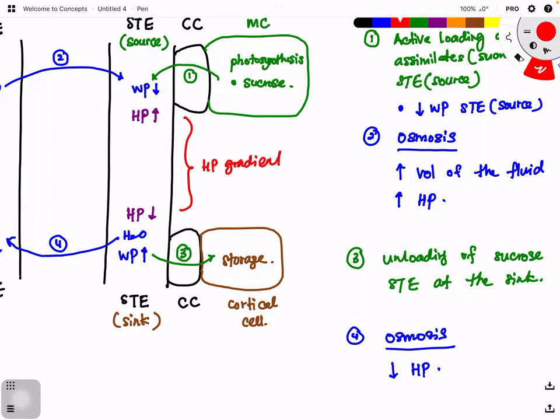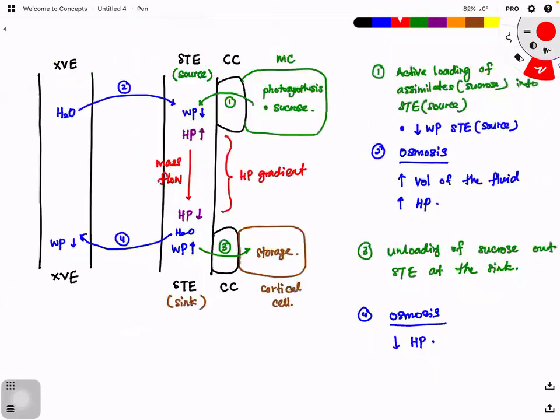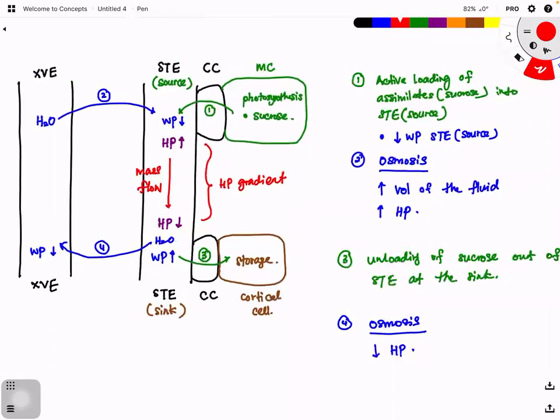From high to low, mass flow takes place. When mass flow takes place, water molecules move, bringing together the dissolved solutes. So we can take a photo of this and then go to our notes.